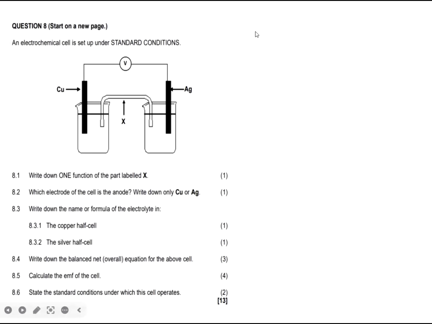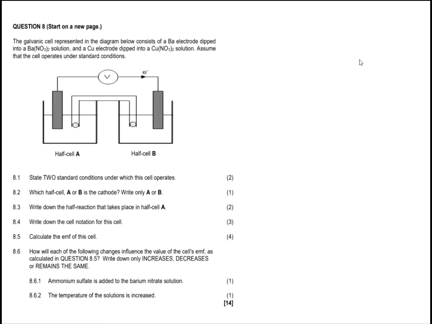Okay, so now let's go to another question. Okay, so we have another question 8 here. It says the galvanic cell represented in the diagram below consists of a barium electrode dipped into a barium nitrate solution and a copper electrode dipped into copper nitrate solution. Assume that the cell operates under standard conditions. Then 8.1 says state 2 standard conditions under which the cell operates. Again, we can see the very same question here.